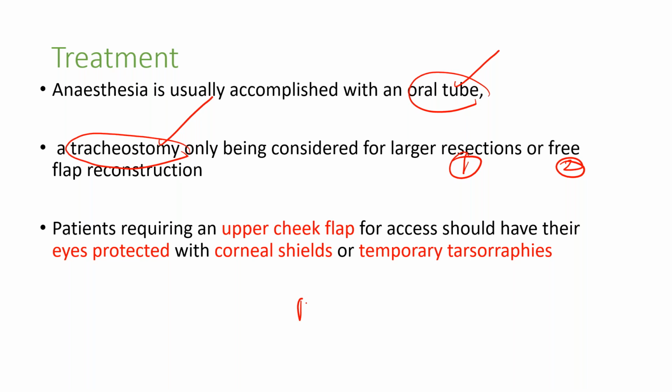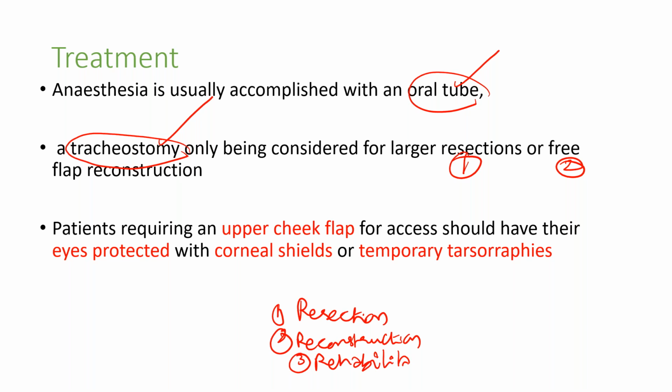So I told you already, for a surgery of cancer, you have got resection. Number 2 is reconstruction; you have to replace the tissue. Number 3 is rehabilitation. Resection, reconstruction, rehabilitation. These three things are to be done. So how is reconstruction done after resection?